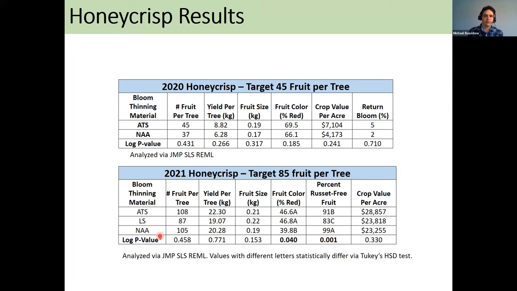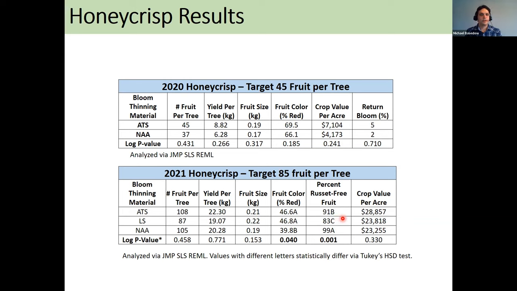Interestingly, we did see an increase in fruit color in both the ATS and the lime sulfur at bloom treatments. And I also want to point out, as Greg mentioned earlier, that we could have some negative impacts from using these caustic materials, and one of those being russeting of the fruit. So when we looked at our percent of russet-free fruit, the NAA-treated trees were nearly free of russeting. The ATS-treated trees did have some russeting, about 9%. And then we actually had about 17% russeting on our lime sulfur treated fruit.